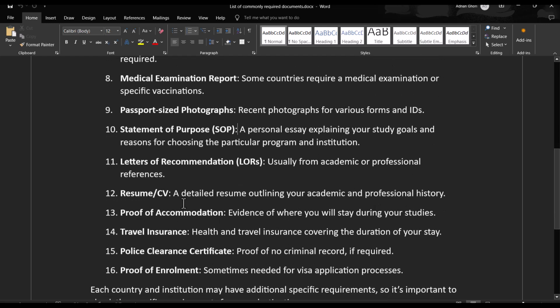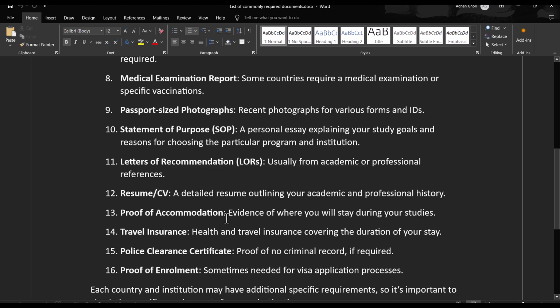Resume or CV, absolutely. Anyone having a resume or CV, this is 101% necessary. Anyone applying for any college or university needs to have a resume or a CV. It depends on your experience, and on which level you are currently in. If you are at the academic level, then maybe only a resume is required. If you have a professional history, then maybe you need to have a detailed CV.